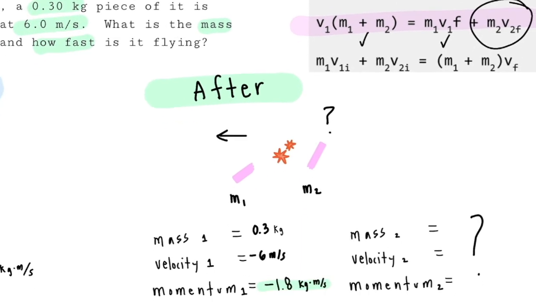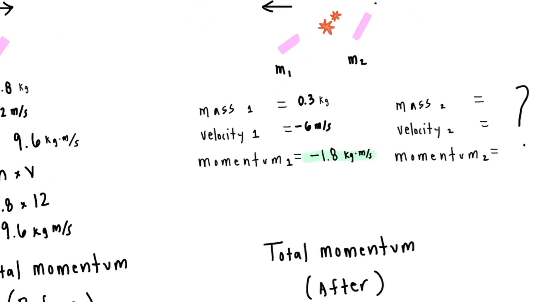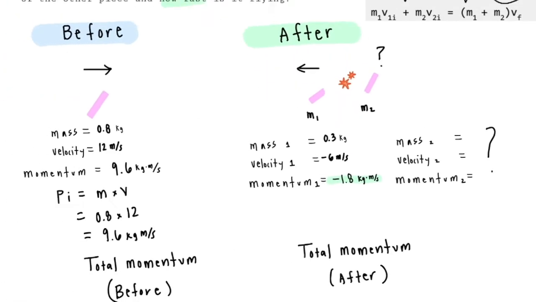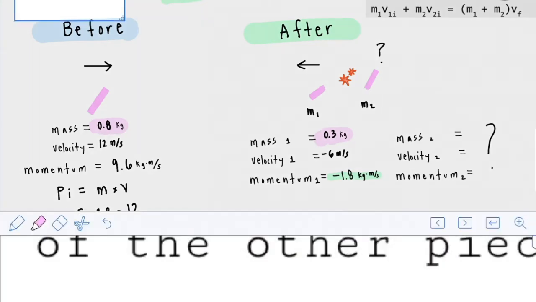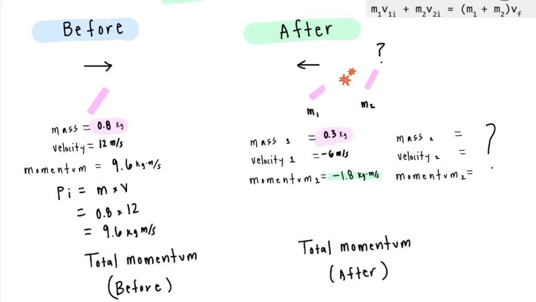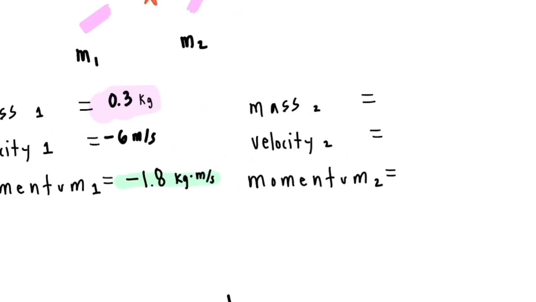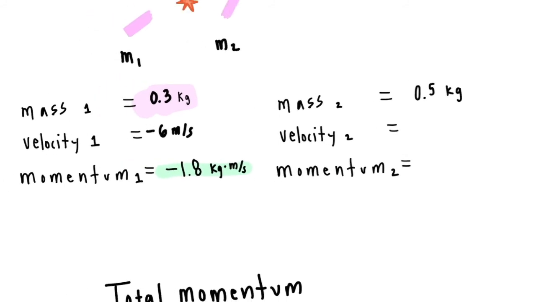There is a little bit more that we could figure out regarding the mass. If we know that our total mass is 0.8, and then 0.3 broke off, then we can calculate the remaining mass, which would be 0.5. So 0.5 plus 0.3 is 0.8. All right, and now we just have to find the velocity.